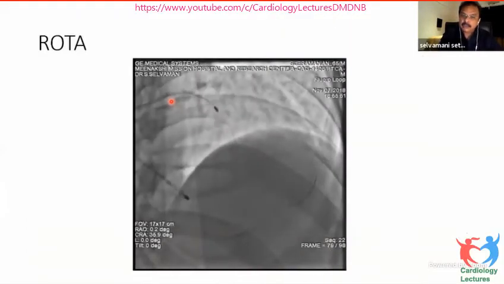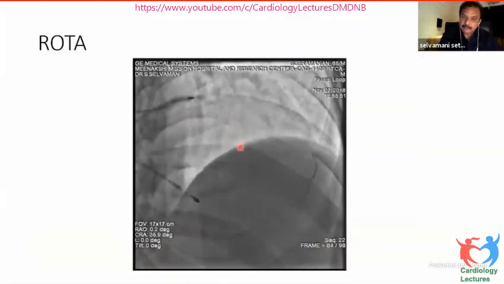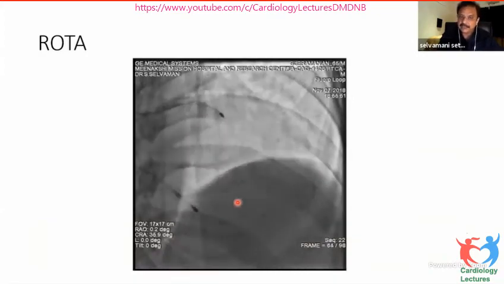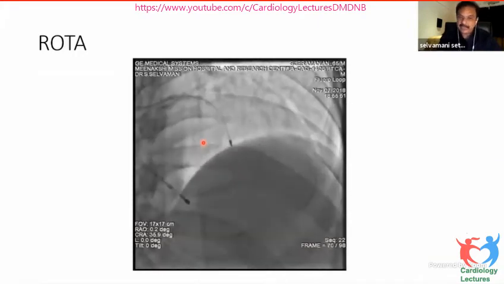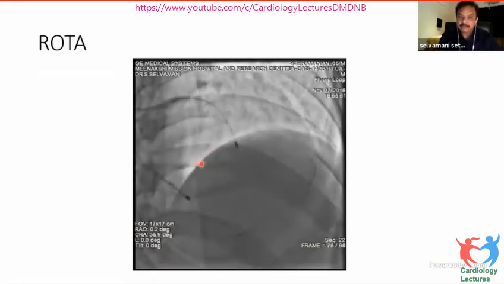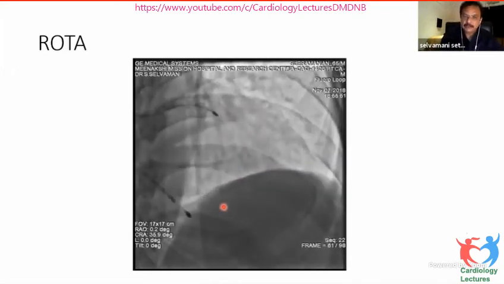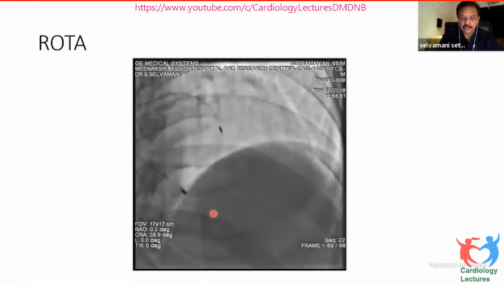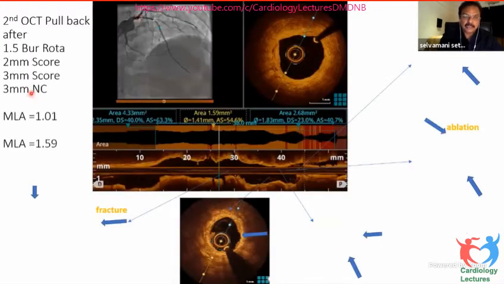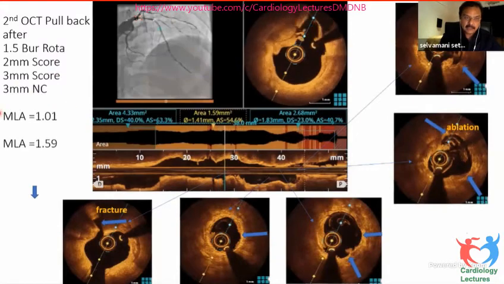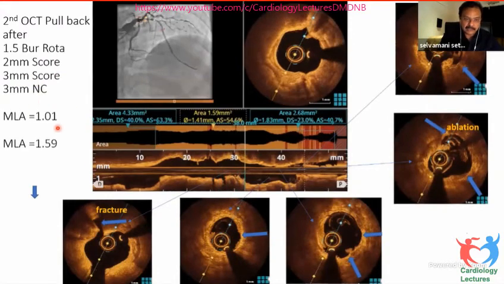So I took a 1.5 bar rota to create a path. Many times, if you can track the newer devices, that is excellent. But many times, it's such severe calcium that you still cannot track all these devices. So you'll have to make a path by using a rota there. It was a 1.5 bar rota. After rota, I could take these balloons there. So I dilated, and this was the finding in the OCT. After rota, I could take this 3 NC balloon.